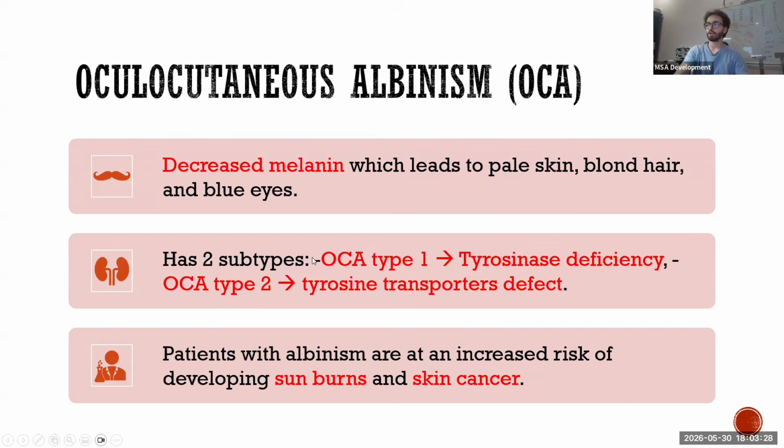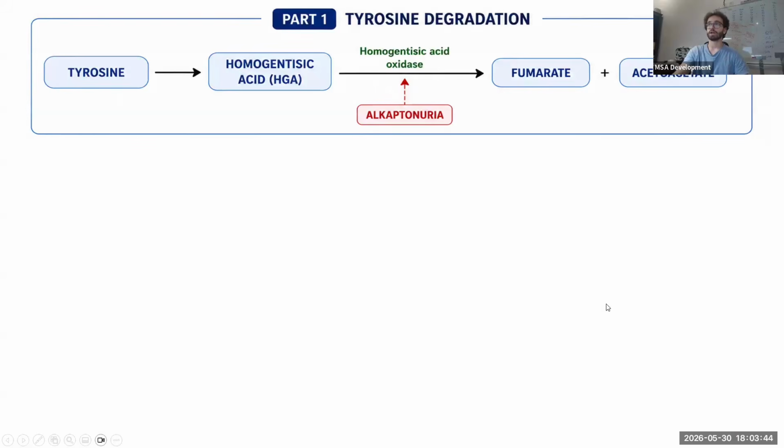Decreased melanin. Obviously the signs are pale skin, blonde hair, blue eyes, and it could lead to skin cancer and sunburns. Well, there are two subtypes. Oculocutaneous albinism type 1, which is tyrosinase deficiency, or type 2, which is caused by a tyrosine transporter defect. Okay? Now we want to talk about how tyrosine is degraded.